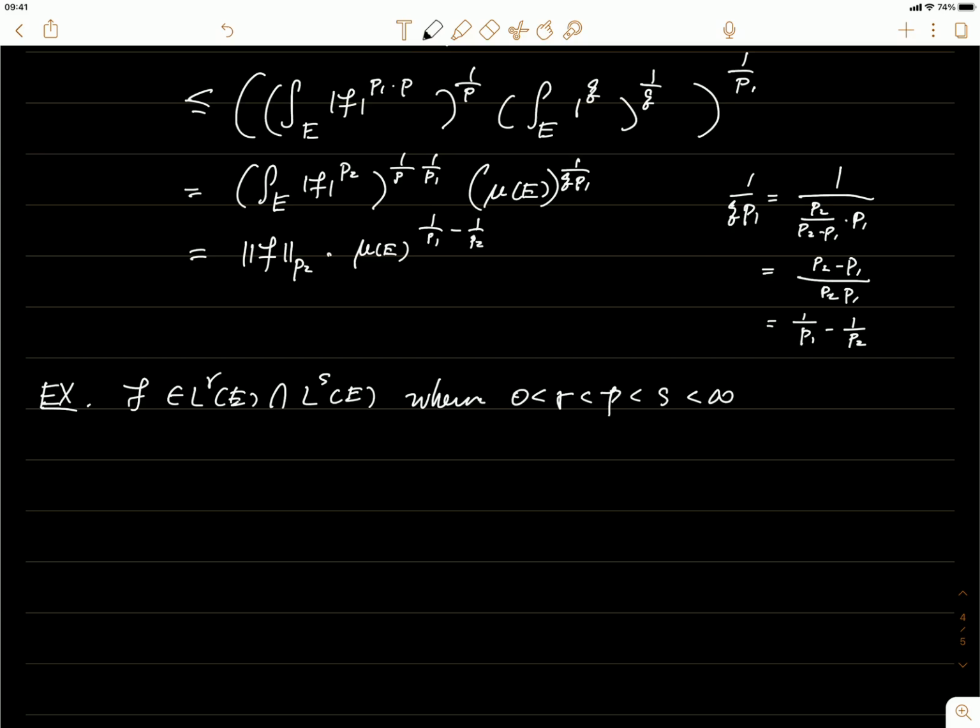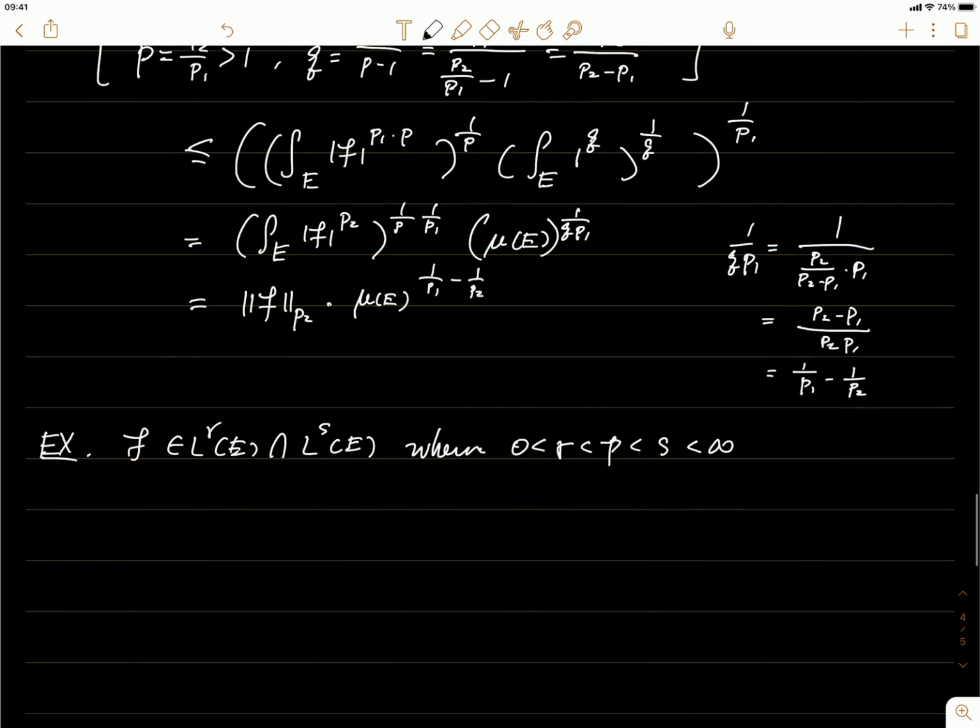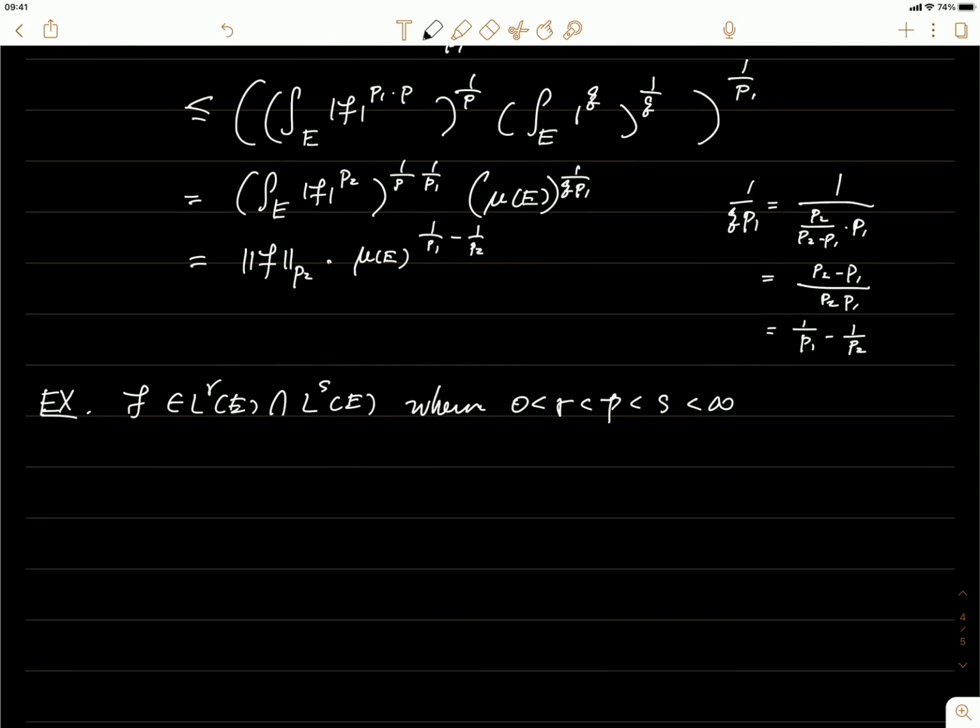So here we don't require the E to have finite measure. It's different from the previous result, where if you want to have the embedding between L^{p1} and L^{p2}, you need to have this bounded domain, or the measure of the set must be finite. Here we don't require that, but let's see, we already know that f is in L^r and in L^s, so it's already in here. We want to show that it's also in here, in L^p.